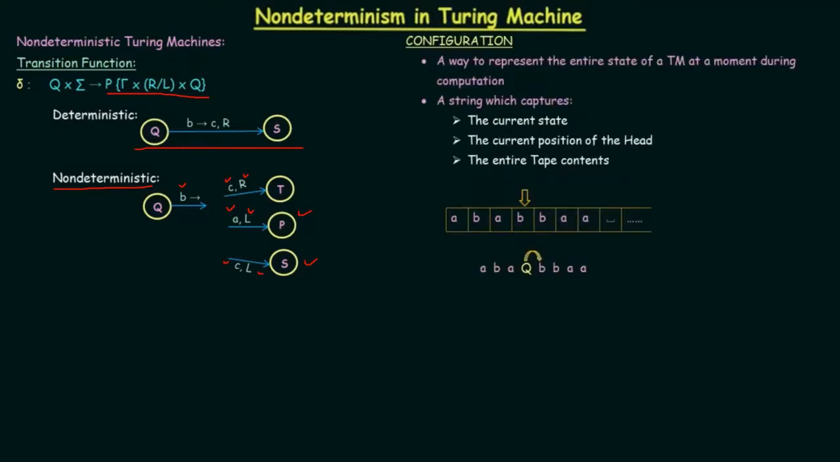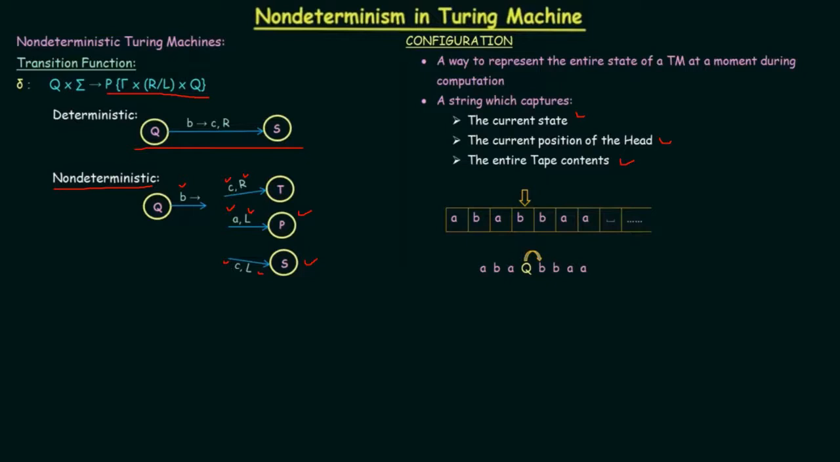Now the configuration of a Turing machine. Actually, it is applicable for both determinism and non-determinism, but let's look at this particular thing. This configuration is a way to represent the entire state of a Turing machine at a moment of computation. It captures the current state, the current position of the head, and the entire tape contents. So you can use one particular symbol to represent where the tape head is currently at and what the next possible move is going to be.